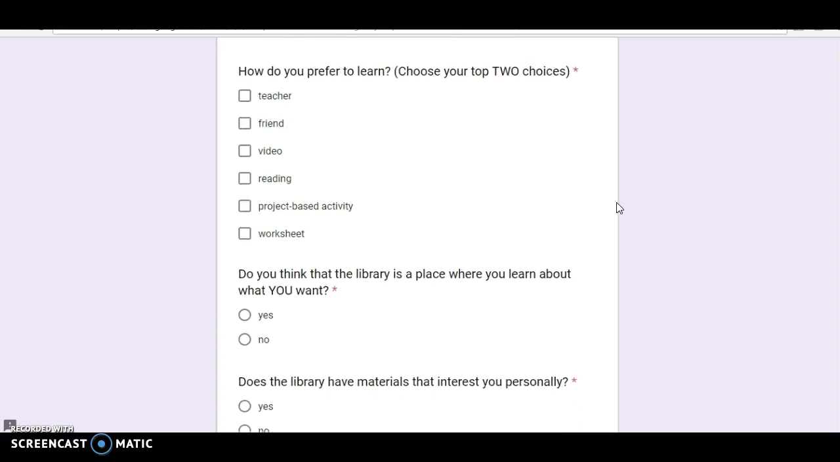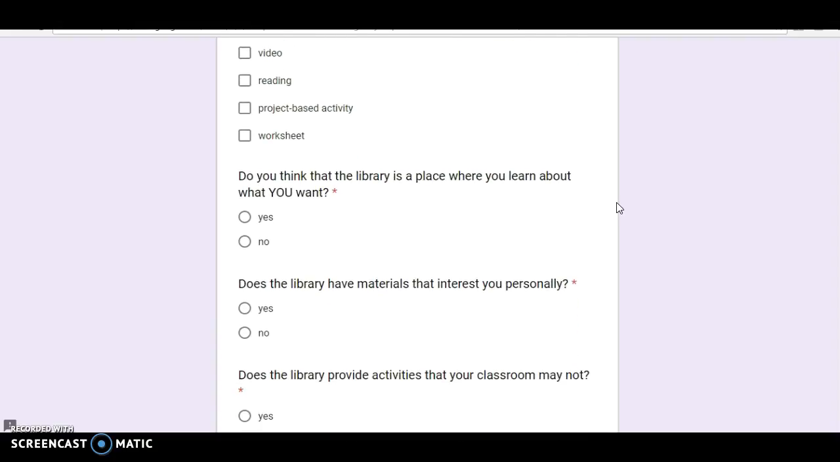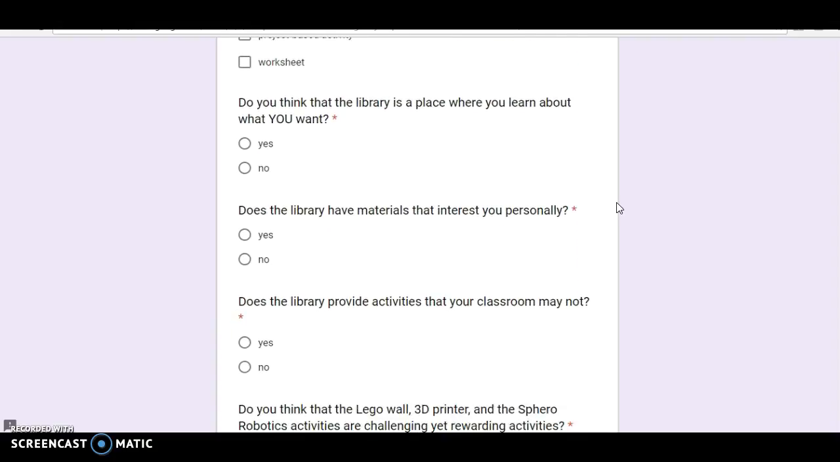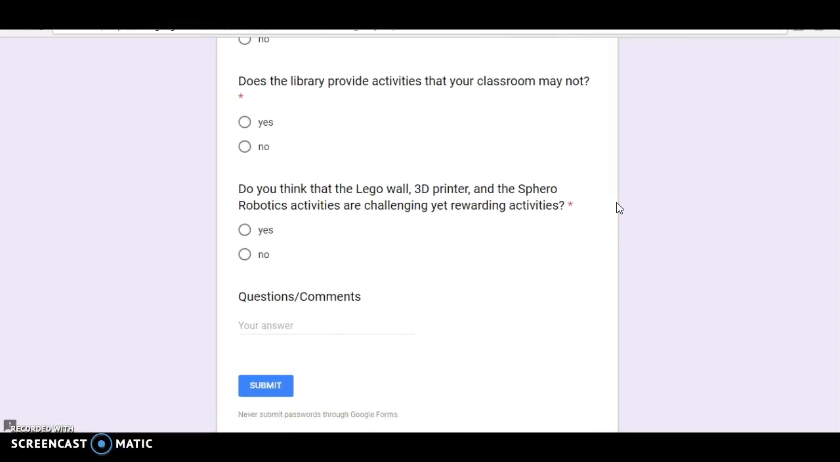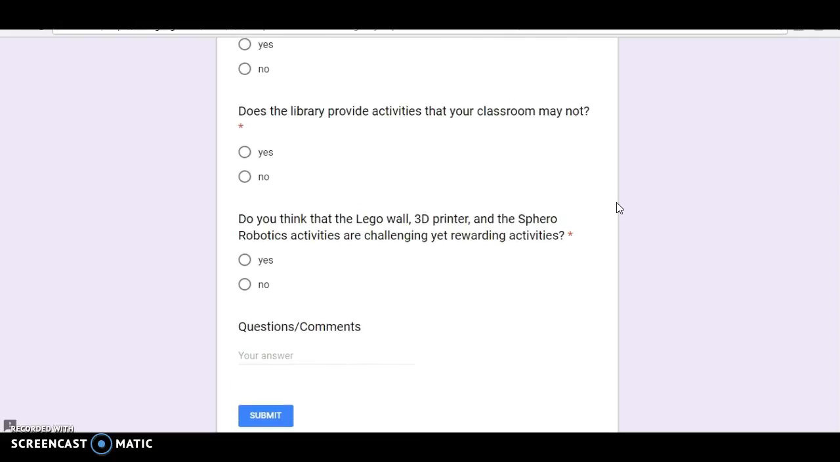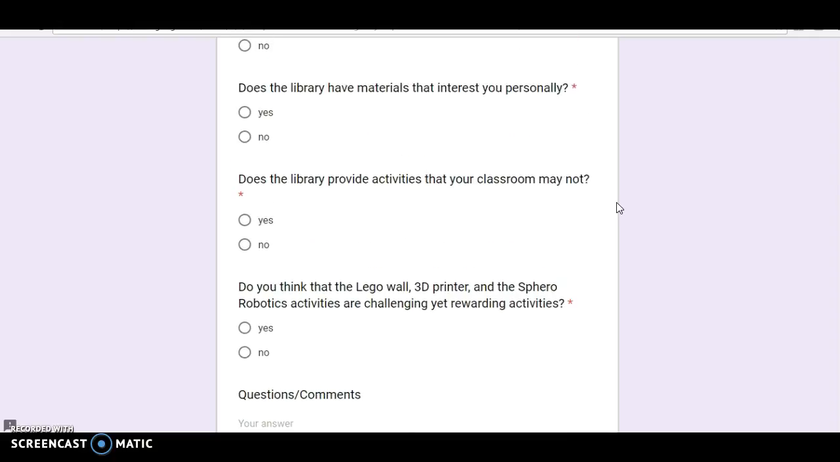prefer to learn, do they think that the library is a place where they can learn about their own interests, if the library provides activities that the classroom may not, and if they think the added interactive centers like the Lego wall, the 3D printer, and Sphero are challenging yet rewarding activities.